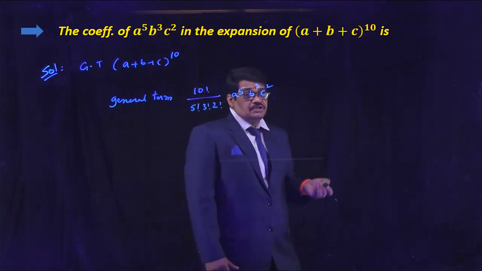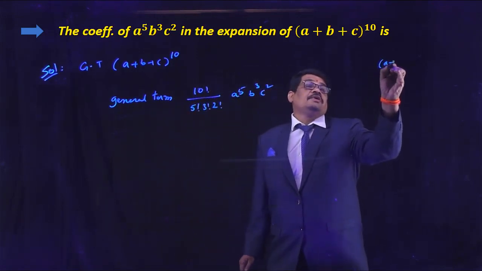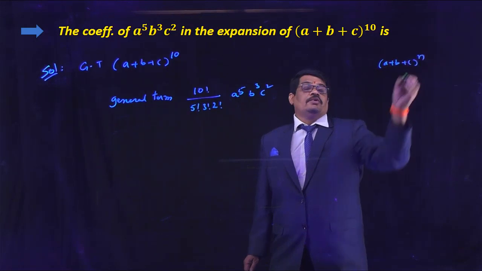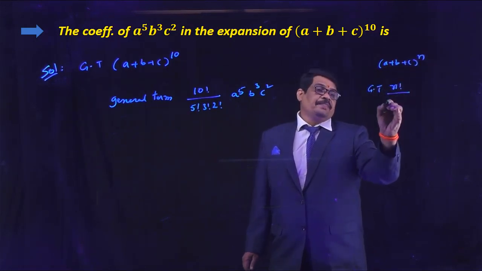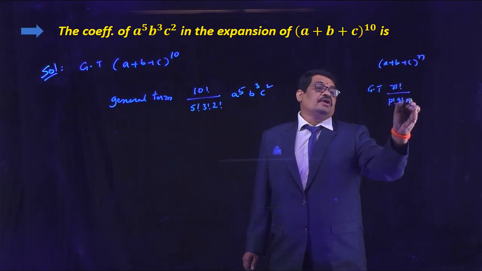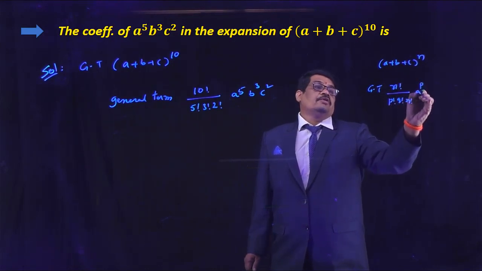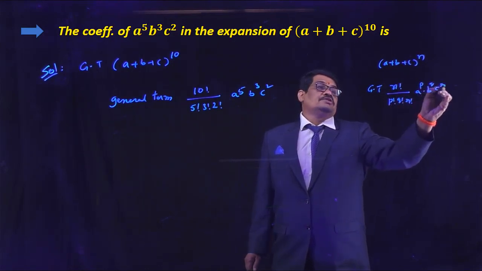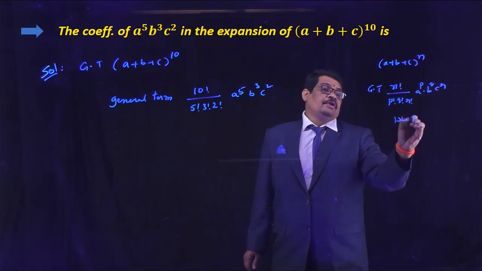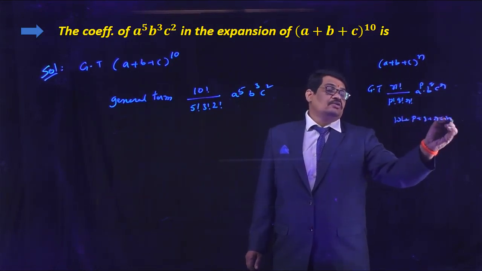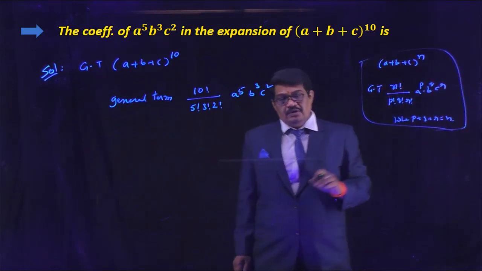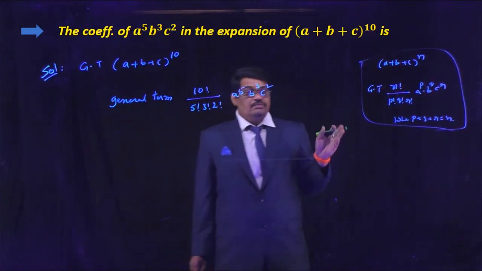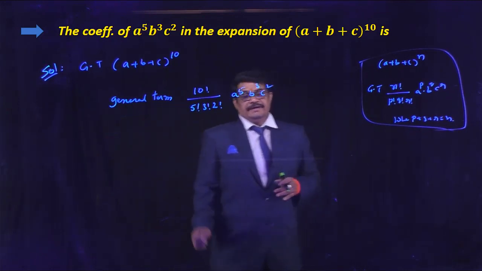So what is the general term here? For a plus b plus c whole power n, the general term is n factorial by p factorial, q factorial, r factorial, a power p, b power q and c power r, where p plus q plus r is equal to n. So this is the general term of the trinomial expression. Now we are writing like that.